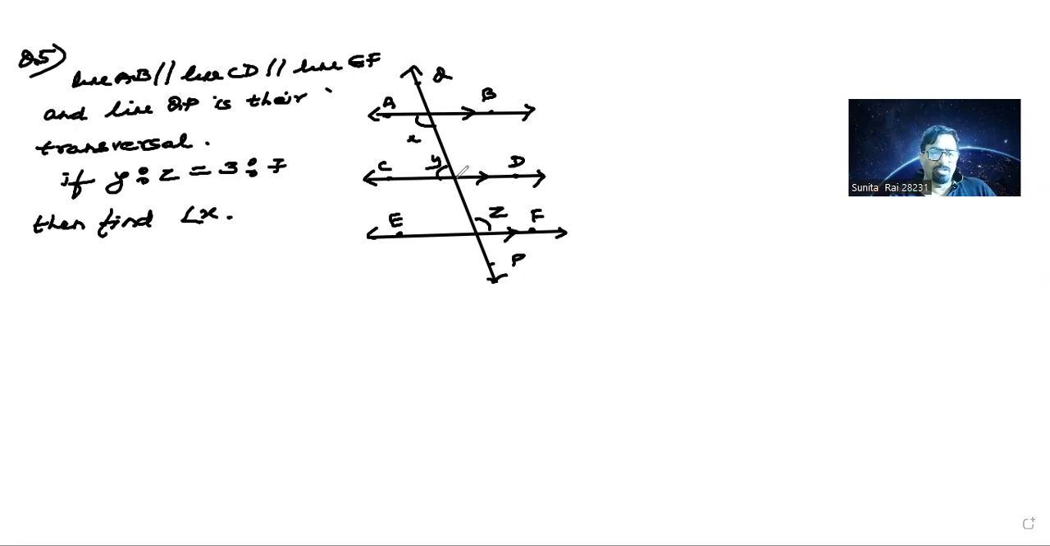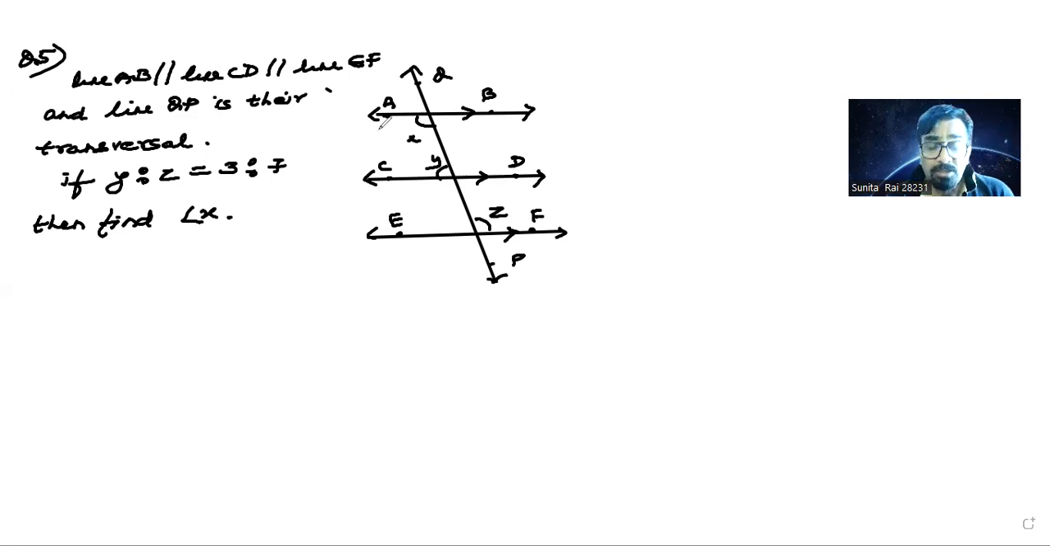QP is a transversal. Then they are giving us y to z is 3 to 7. This angle y and this angle z are in the ratio 3 to 7. And they want me to find angle x. Got it? So you can look at two parallel lines at a time.